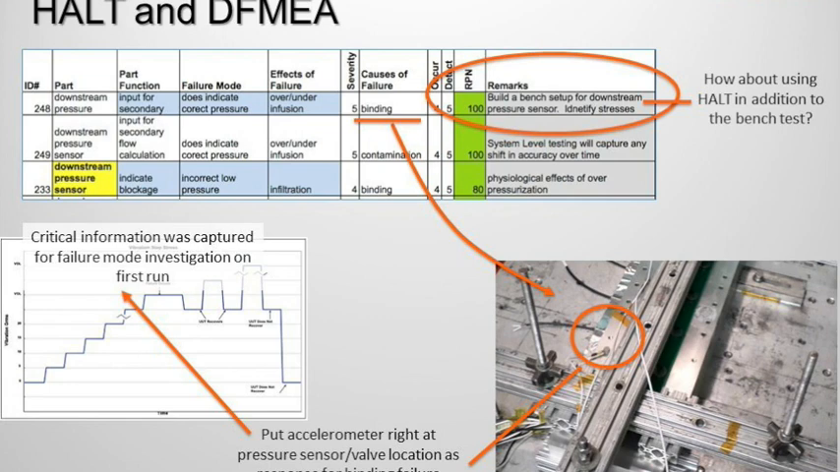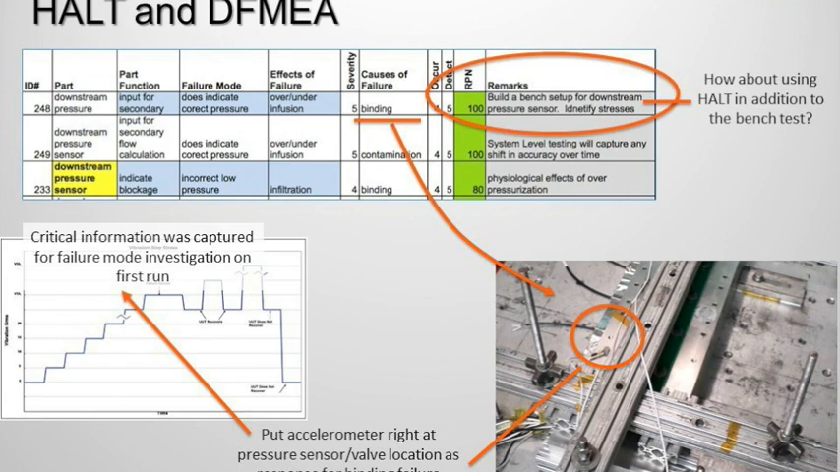So how can this link with HALT? So let's take a look at going from the FMEA being done in advance to HALT. If you had a line item, and in this case you can see the remark was based on this very high RPN number and a concern with binding, we wanted to build a bench setup for measuring the performance of the sensor under these stresses.